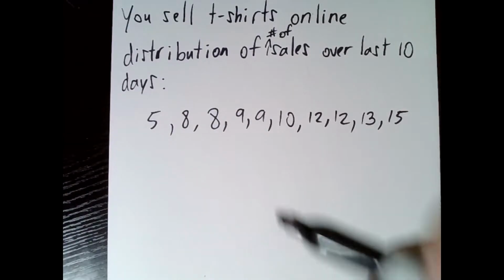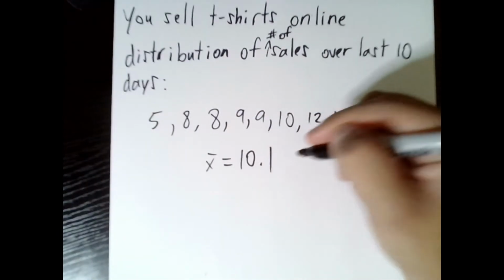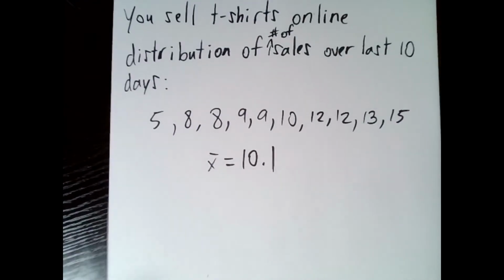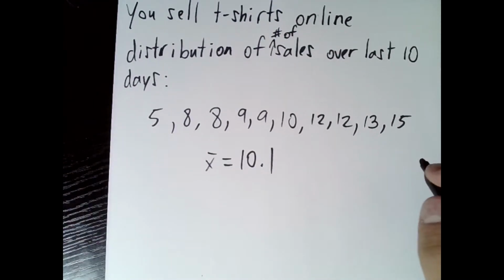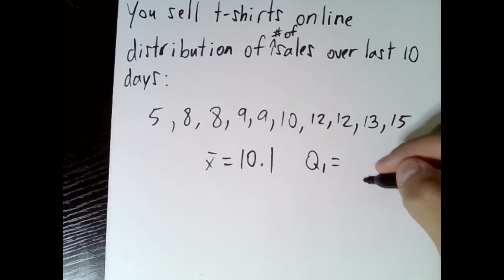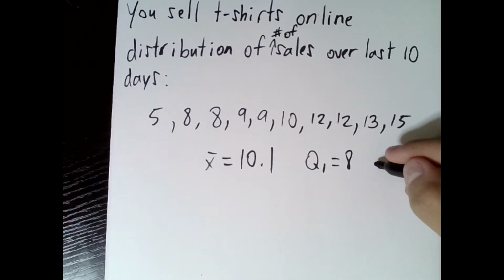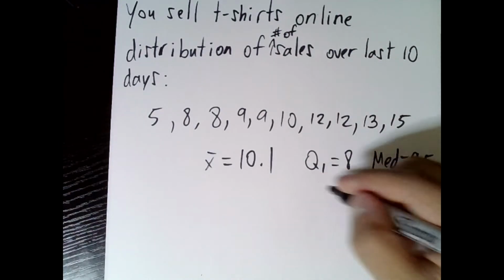Okay, this has a sample mean x bar of 10.1, so on average you sold 10.1 shirts over the last 10 days. We'll have a couple of one variable descriptive statistics here to see how all of them transform. I'll use Q1 and Q2 as well. So Q1 is 8, median is 9.5, and you can probably determine that just by looking at the data set.